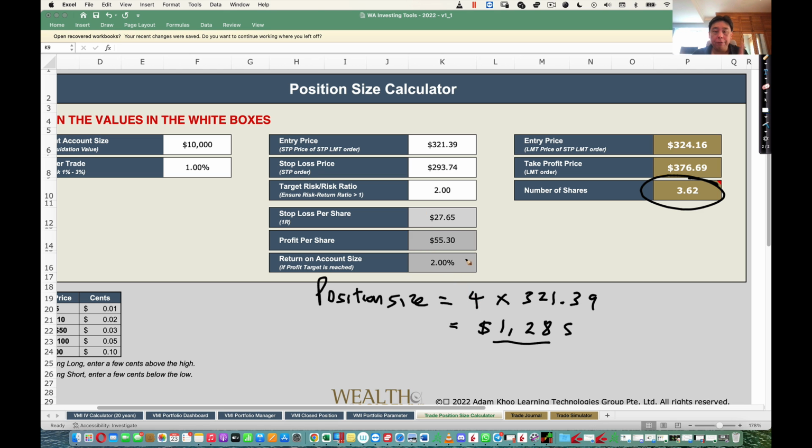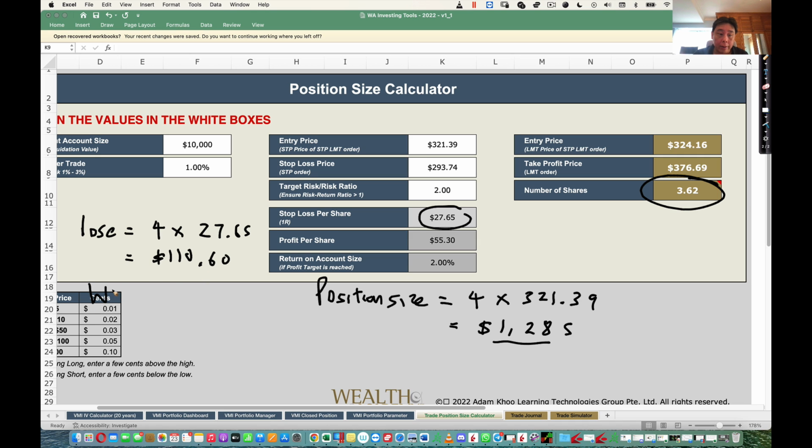So if this trade hits the stop loss, how much do you lose? Okay, you can see that if it hits your stop loss, you would lose 4 shares, right? And your loss per share is $27.65. Okay. So $27.65 times 4, you lose $110.60, right? Which represents roughly 1% of your capital. So you can see that if it's a losing trade, you lose 1% of your money. So you always want to have that consistent 1% risk.